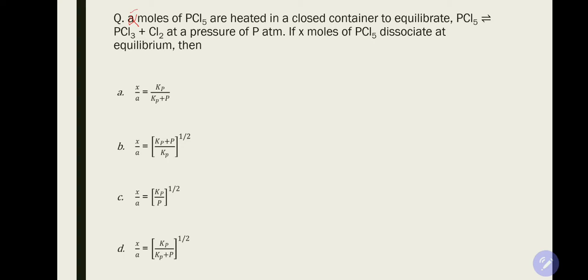Let's write the equation. PCl5 will decompose into PCl3 plus Cl2, right? I am directly writing at equilibrium. So at equilibrium it will be 1 minus alpha, because alpha moles of PCl5 are heated in a closed container to equilibrate. So it will be 1 minus alpha, and this will be alpha and alpha.